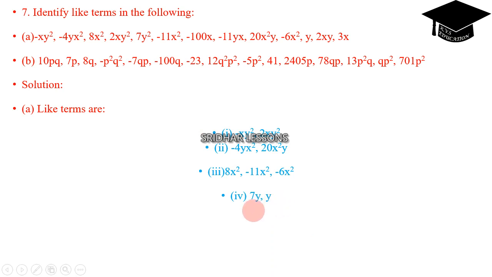7y comma y. Next, minus 100x comma 3x, x and x. Next, minus 11yx comma 2xy. Y into x is equal to x into y, we know.